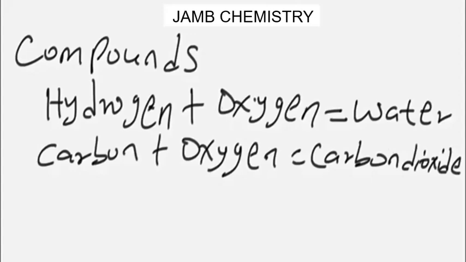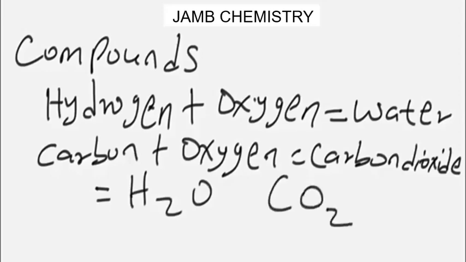Now note that just as elements can be represented by symbols, compounds can be represented by formulas. The formulas are made up of elemental symbols in the same proportions that the elements can be found in the compound. Just like in this example, when hydrogen reacts with oxygen, the formula for water is H2O. The formula for carbon dioxide is CO2.